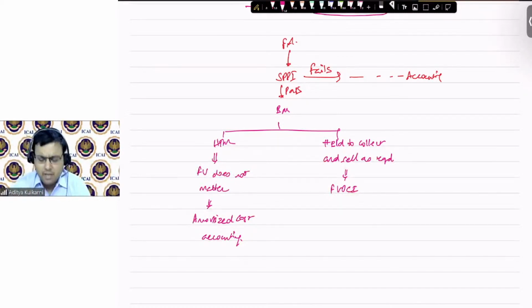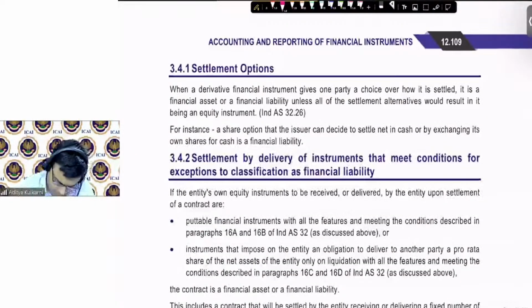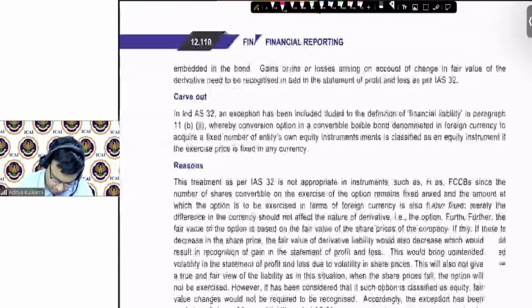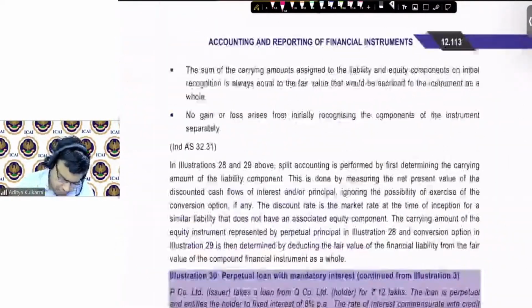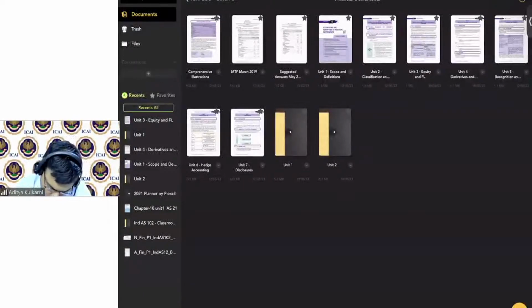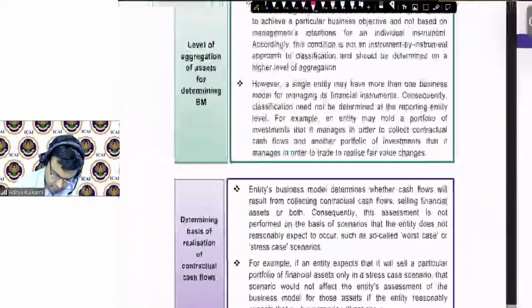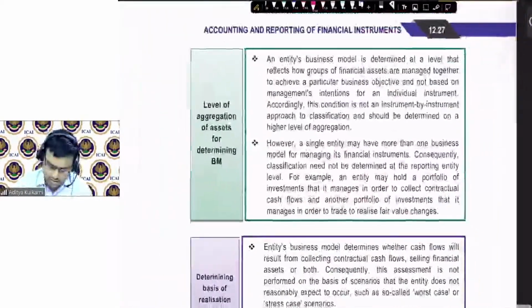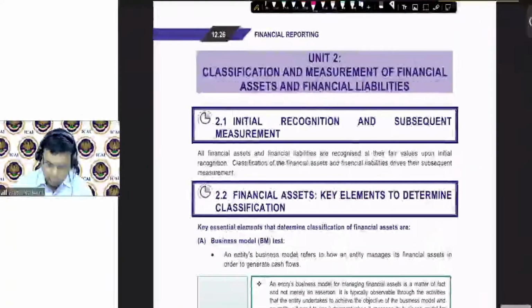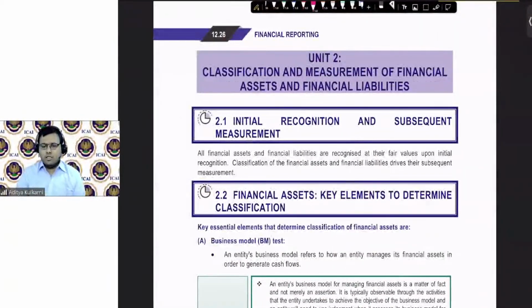Is it okay? Yes, are you able to follow? Yes or no? So now coming back to our discussion. Yes. Okay. All right. So fair value matters. So we take the fair valuation route.